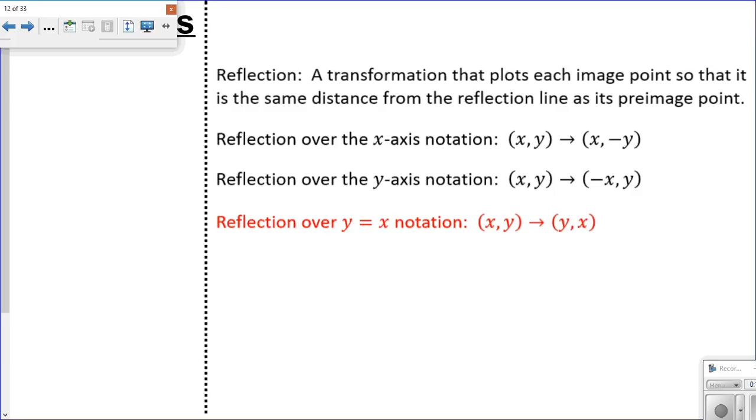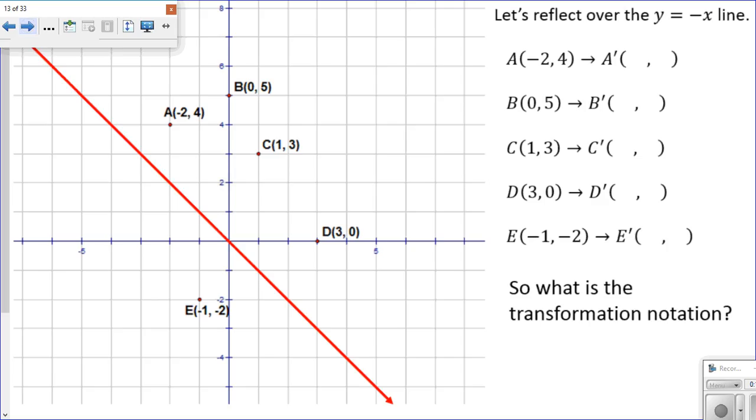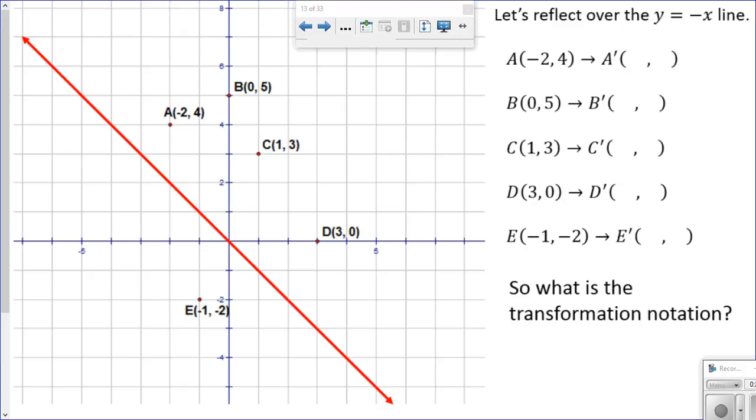All right, one more reflection that you'll be responsible for on the EOC, so you don't have to do anything here, you're just kind of helping out, is reflecting over the y equals negative x line. So that's this line here that divides quadrant 2 and quadrant 4 in half. Okay. Now again, we're still going to measure diagonally.